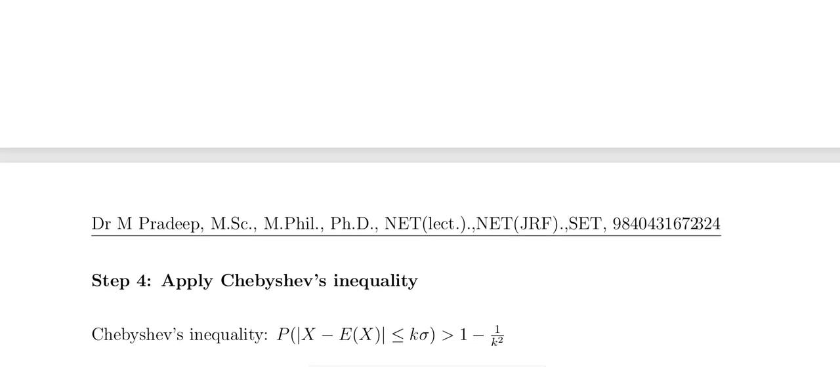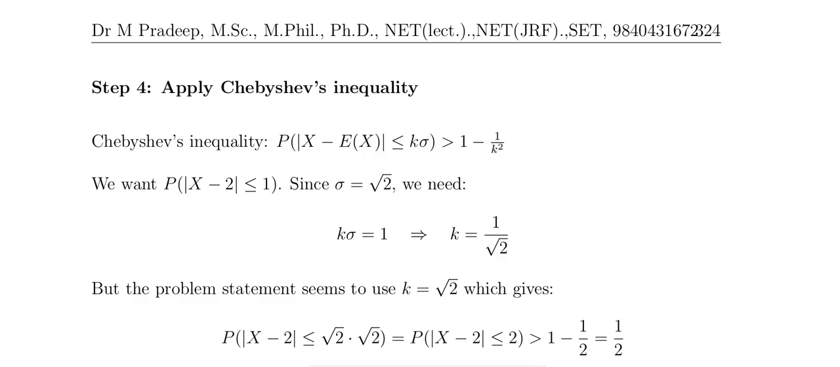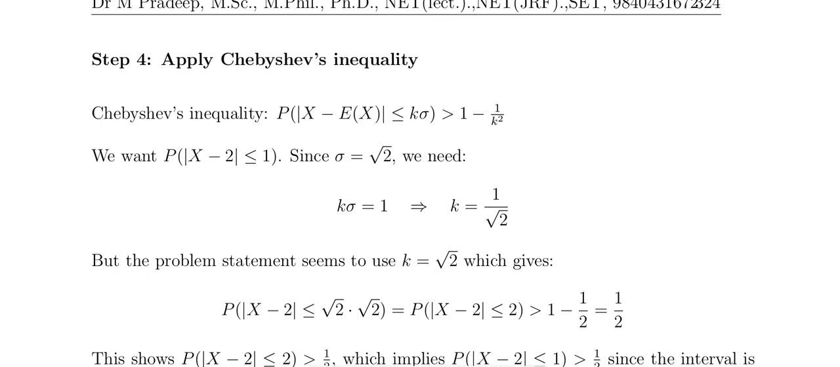Then we can apply the Chebyshev inequality, that is, P of |X minus E of X| less than or equal to k sigma is greater than 1 minus 1 by k square. Mostly we use this. So P of |X minus 2| less than or equal to 1, sigma equal to root 2, and k sigma equal to 1.